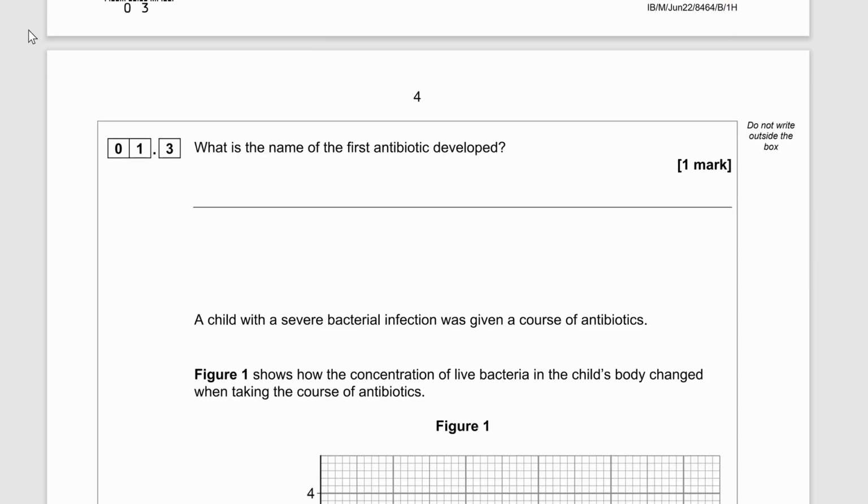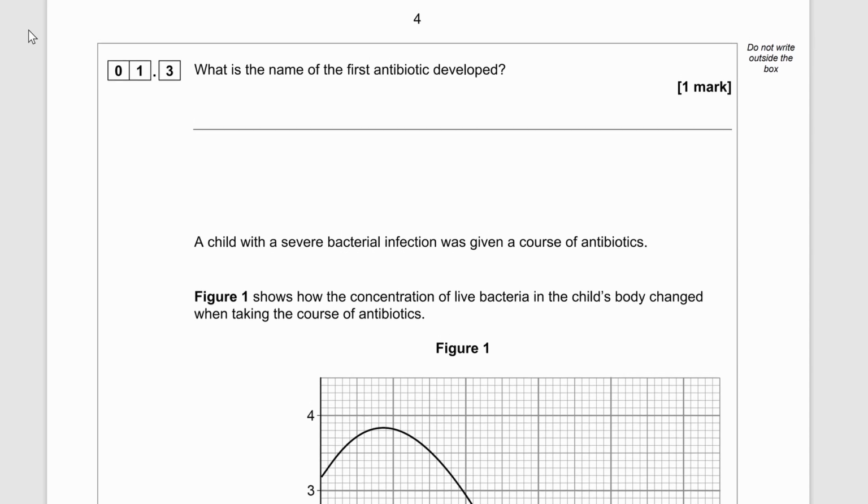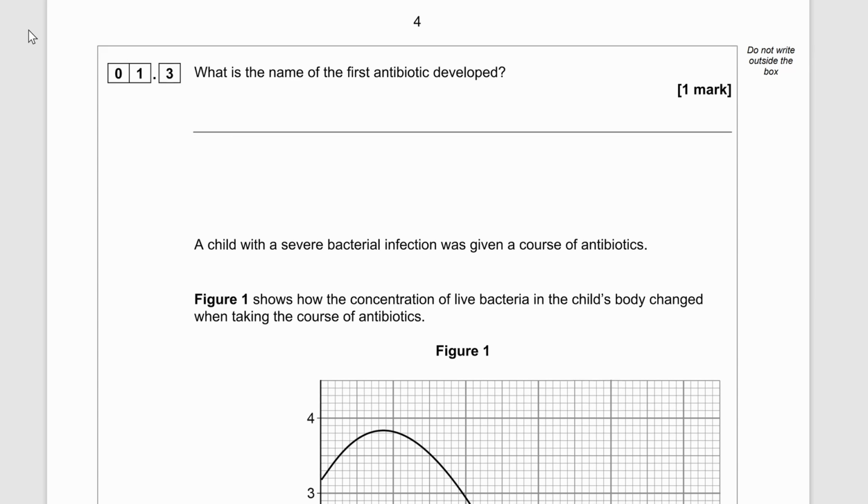Question 1.3. What is the name of the first antibiotic developed? 1 mark. Well, thinking about bacteria again, because antibiotics are there to kill bacteria, the first antibiotic that was developed was by Alexander Fleming, and the name of it was penicillin. There are no other antibiotics that need to be known for the specification other than penicillin.